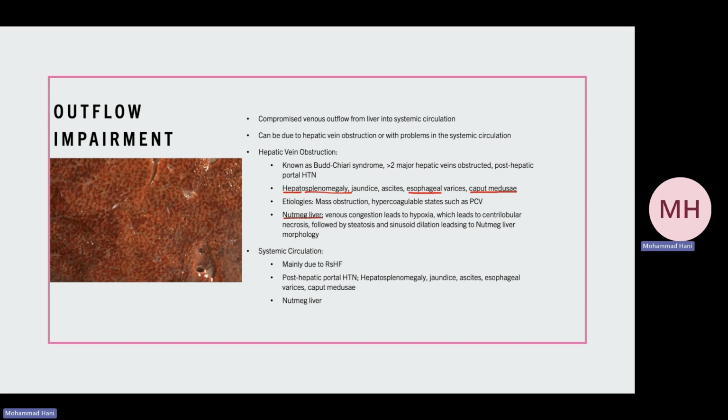Here is a picture of nutmeg liver. This is how it looks. You can see these red spots are dilated sinusoids, and these yellow areas represent steatosis, fatty change in the liver because of injury.